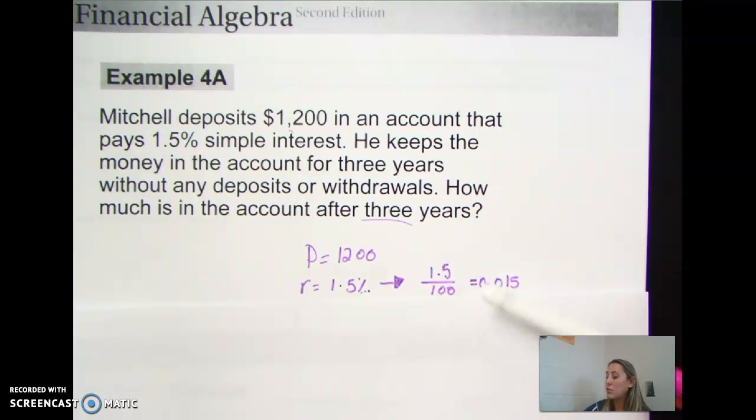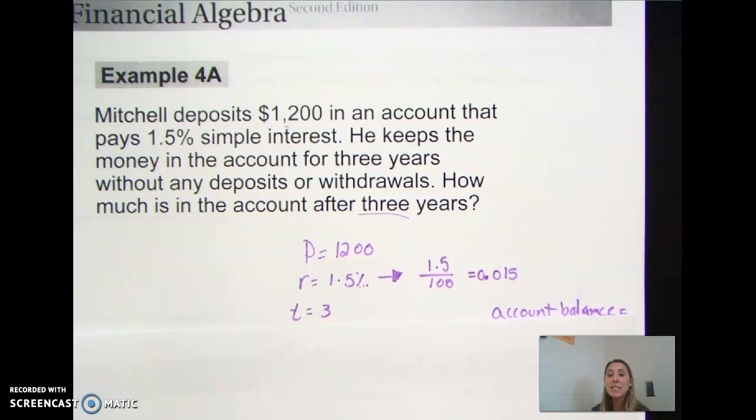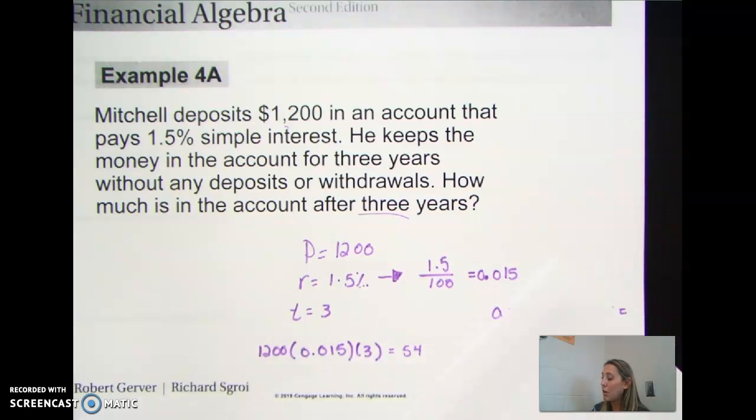So the way that you do that is you divide it by 100. If you have learned a trick to do it differently, then go ahead and do that, but this is the way. If you don't remember, this is how you do it in your calculator. So that is the decimal for it, and then my time was 3 years.